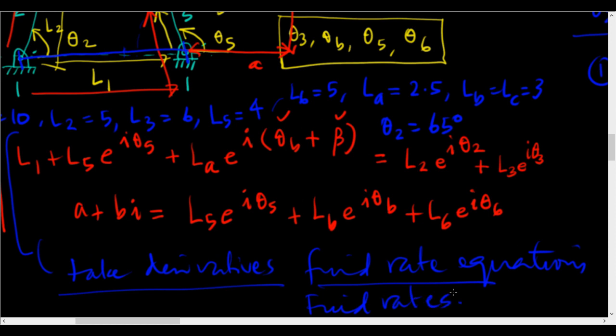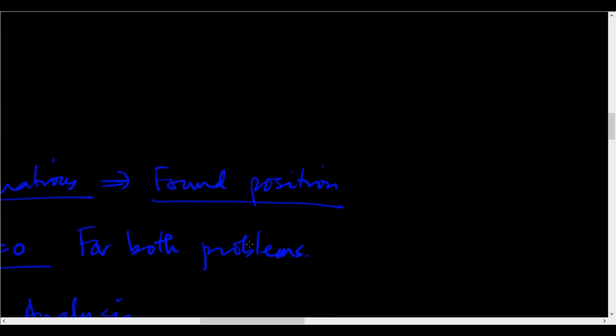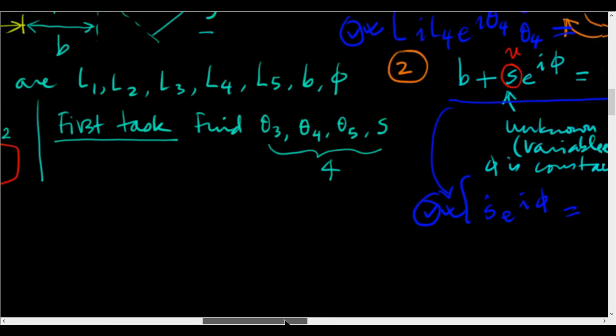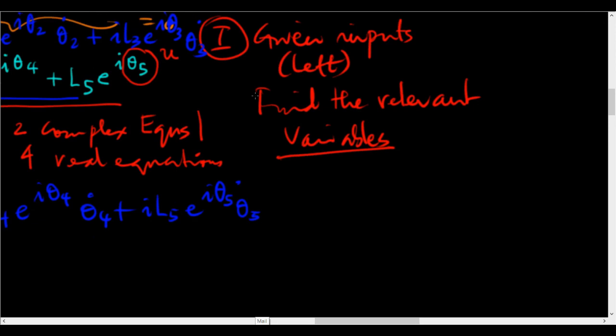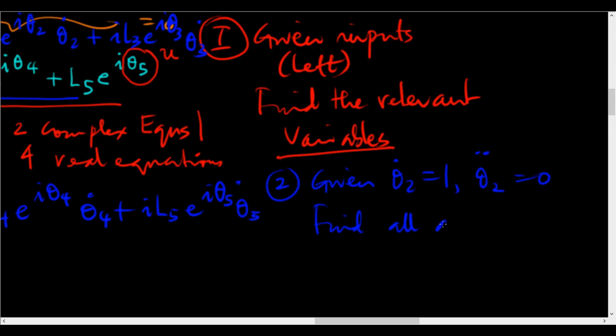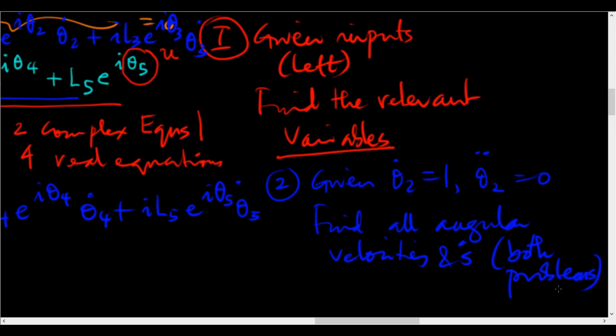Let me emphasize, in the next discussion session you need to know how to do this. So, given theta 2 dot equal to 1, theta 2 double dot equal to 0, find all angular velocities and s dot, for both problems. Okay, so that is the next part. I mean, this 2 is a follow-up to this 1, so I should write here in red 2.